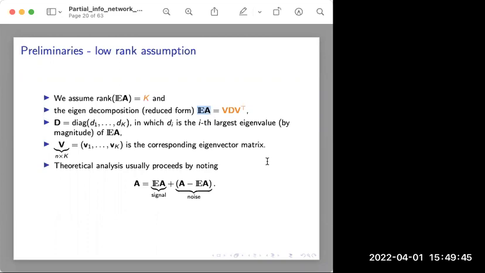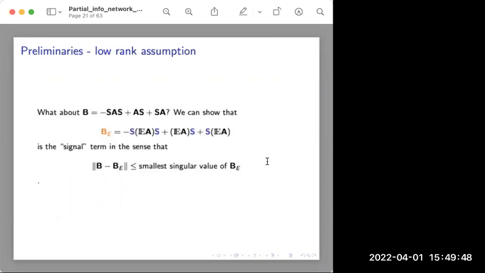Yeah, feel free to interrupt me at any time. So the case for B is different. Remember, B has this particular form.